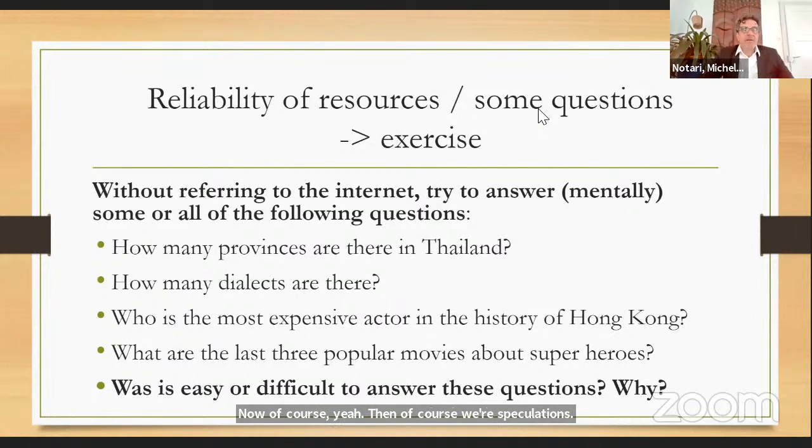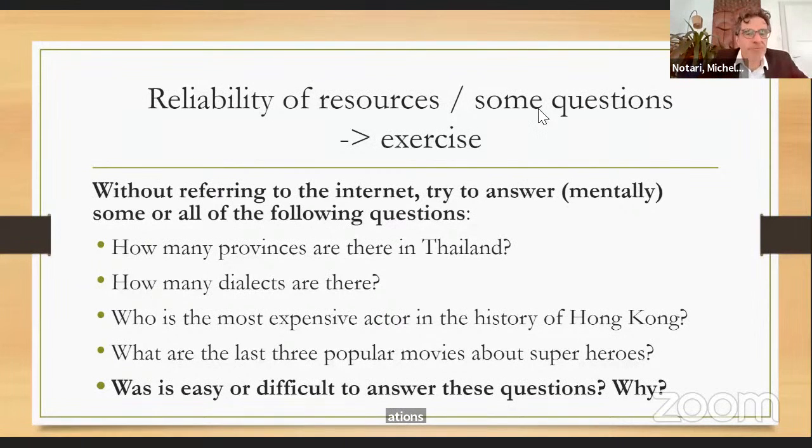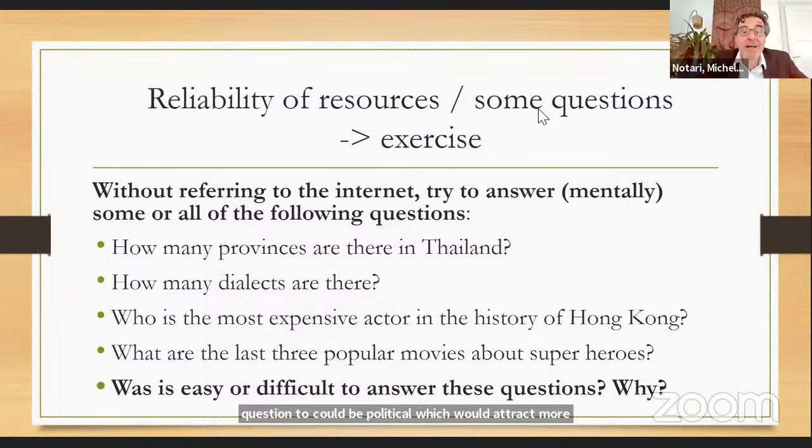Question 2 could be political, which would attract more misleading information. Very good answer. It should only be an estimation, of course. Agree with question 2. Well, I think for question 1 we all agree: this is a question where you don't find so much misinformation, and if there is misinformation, it's very easy to detect.